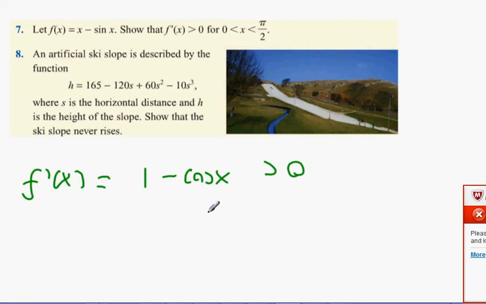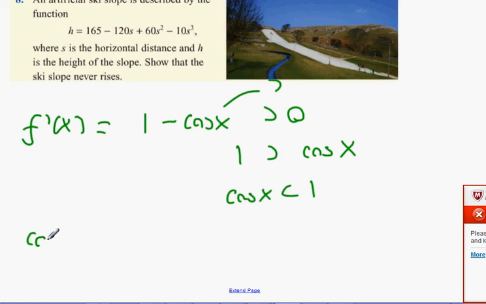What we have to prove next is, move the cos x over to the other side, that 1 is greater than cos x, so cos x is less than 1. Same thing. And what you can say is that cos pi over 2 is equal to 1, isn't it? So therefore, any value of cos below pi over 2 is less than 1.